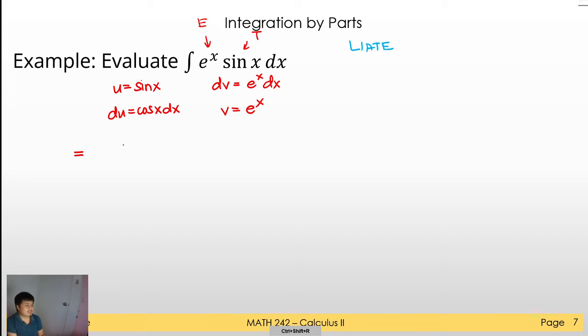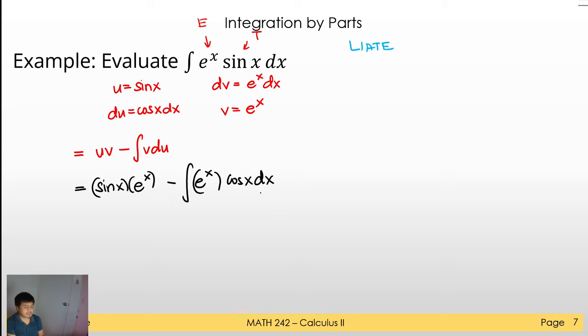So using integration by parts, we have uv minus the integral of v du. So u is sine x and v is e raised to x, minus the integral of v, e raised to x, and du here is cosine x dx. Simplify this for a bit. We have an integral here that, again, is not integratable using the elementary tables.